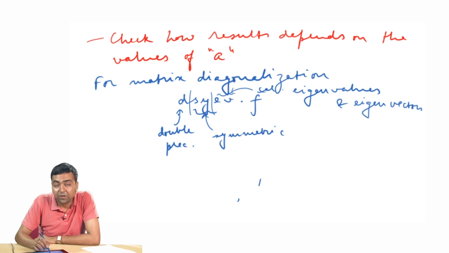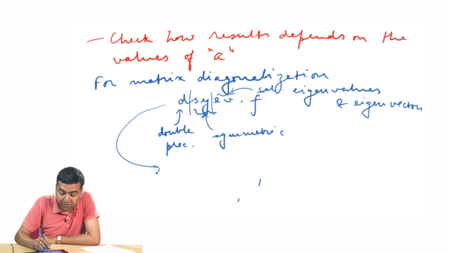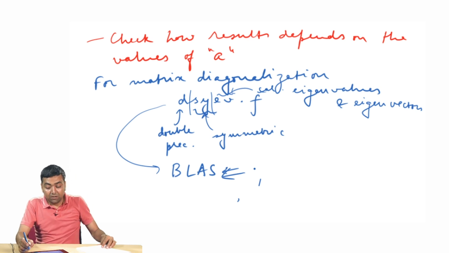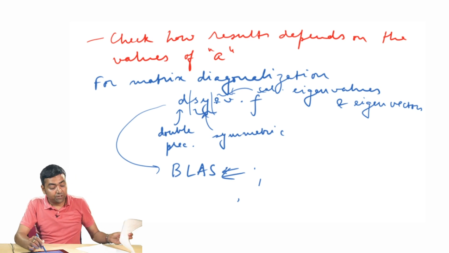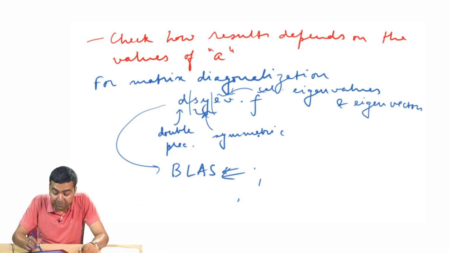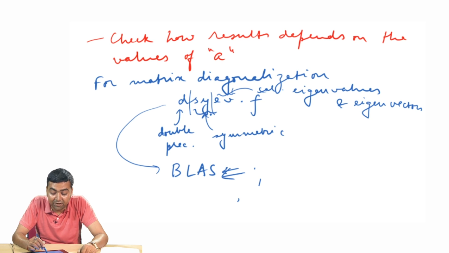This subroutine also depends on a few particular subroutines which are supplied by the BLAS library. So, you need to install BLAS on your machine also, and then you can use this subroutine to diagonalize. The reason we have chosen a subroutine which diagonalizes a symmetric matrix is because, if you look at your matrix for this particular problem, it turns out to be a symmetric one.